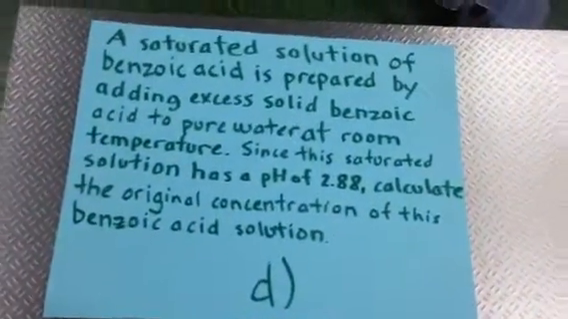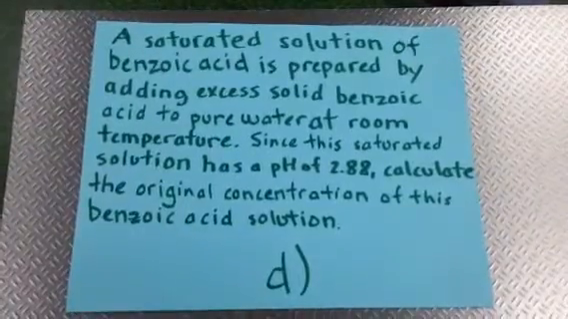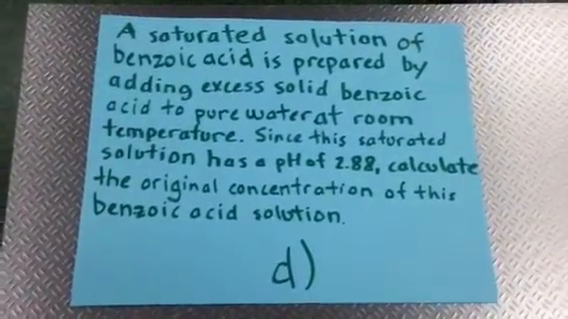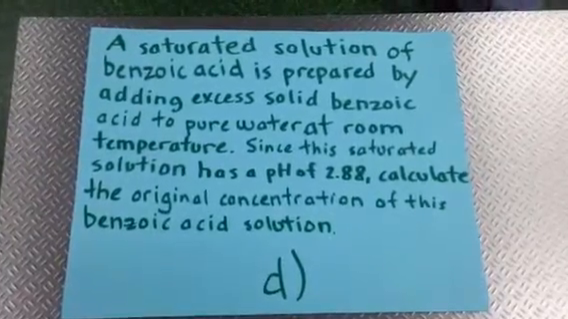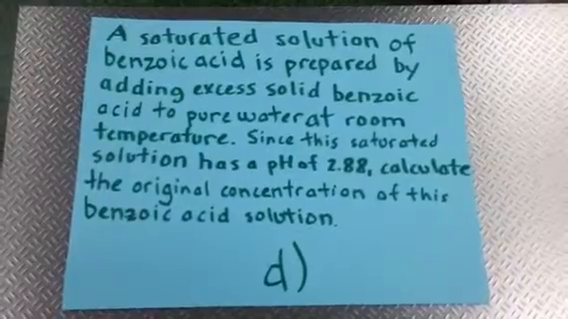And then part D, a saturated solution of benzoic acid is prepared by adding excess solid benzoic acid to pure water at room temperature. Since this saturated solution has a pH of 2.88, calculate the original concentration of this benzoic acid solution.